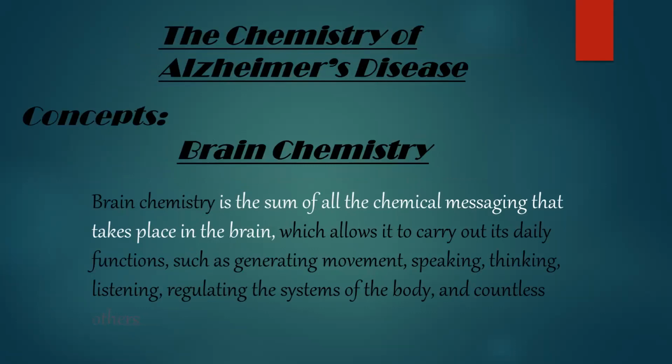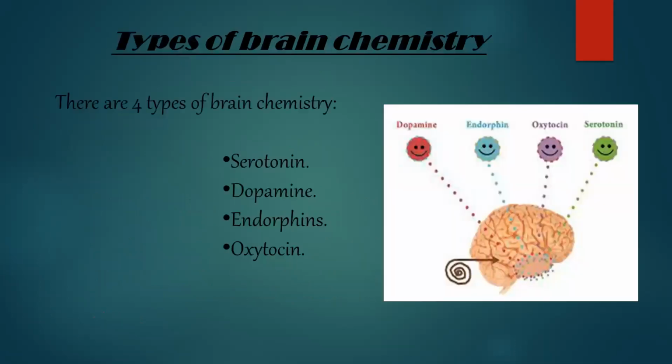The second one, the chemistry of Alzheimer's disease. The concept of brain chemistry. Brain chemistry is the sum of all the chemical messaging that takes place in the brain, which allows it to carry out its daily functions such as generating movement, speaking, thinking, listening, regulating the systems of the body, and countless others. Four types of brain chemistry: serotonin, dopamine, endorphin, and oxytocin.